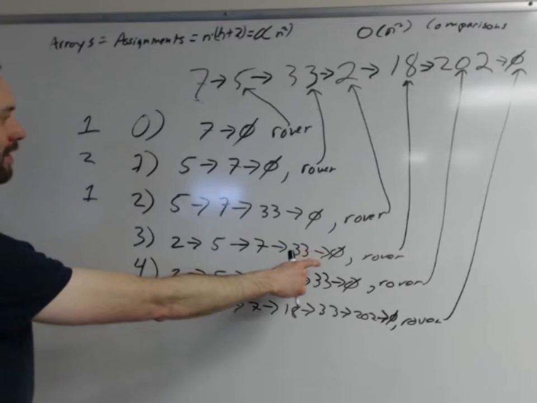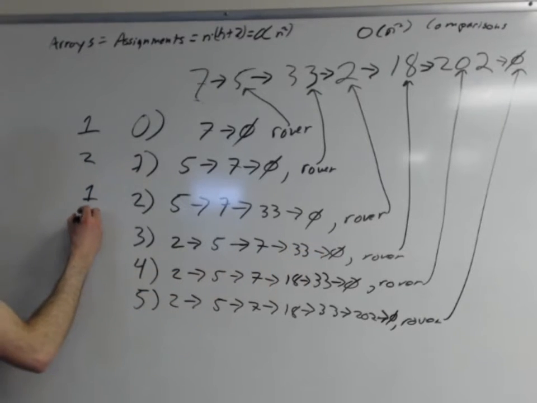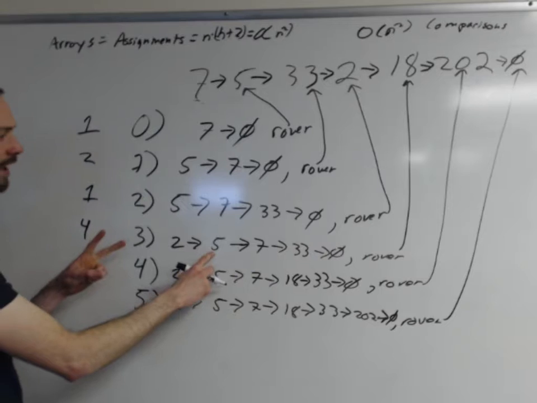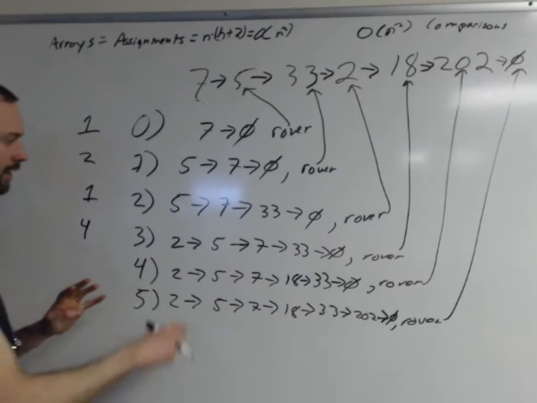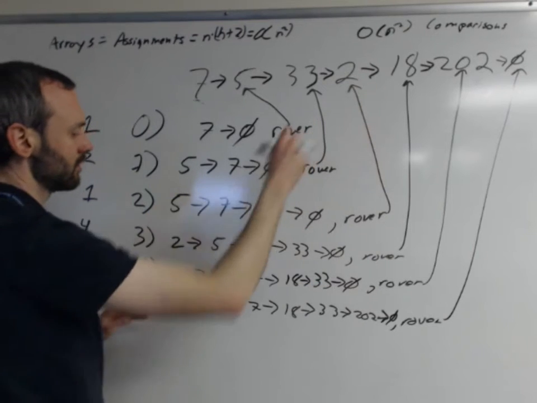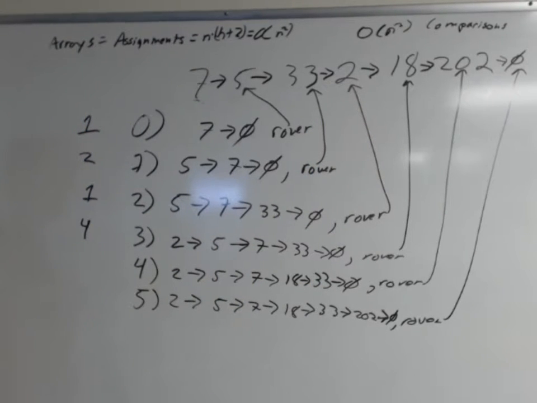All right. So what do we have to compare? Rover here, we had to do it 4 times because we had to compare it against the 2, the 5, the 7, and the 33, so we knew we were done. All right, next, rover is 202. How many comparisons do we do? All of them, which is 5. Actually, we're done, so I didn't have to write that last one, but that's okay.